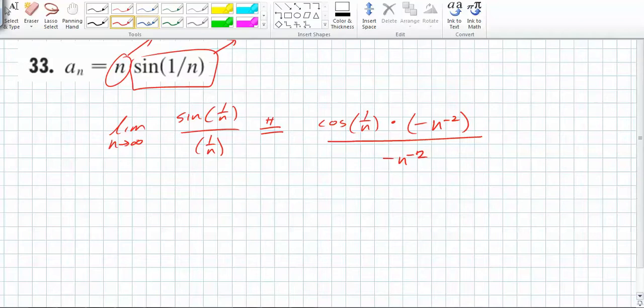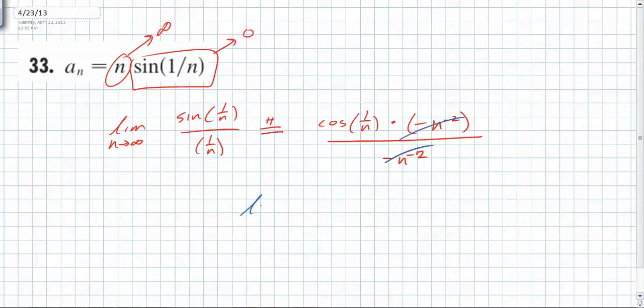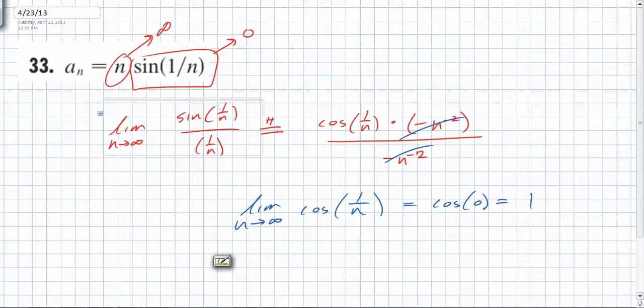Okay, so now you want to cancel. Now we have the limit as n goes to infinity of cosine of 1 over n. What's that going to go to? Cosine of 0, which is 1. Good job. This is something I remember seeing before, and I just don't really like it. I think your way is much better than what the book is. I'm about to show you what the book does.